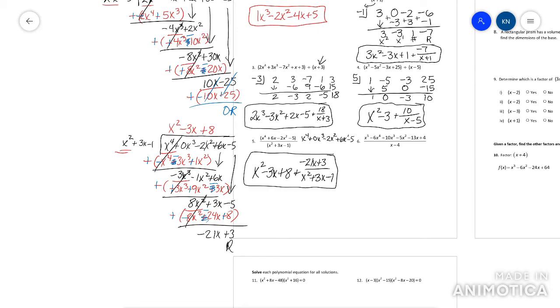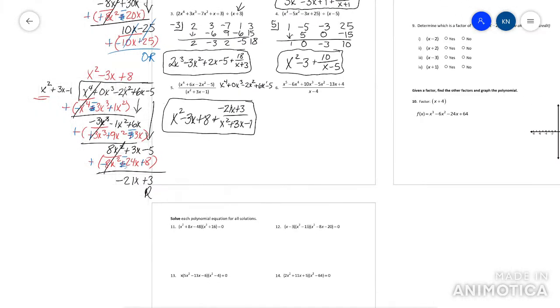That's okay. All right, and then this last one's another synthetic division because I'm dividing by x minus 4. That's super easy. So a 4 in this box. This is in order and there are no skips. So 1, negative 6, 10, negative 5, negative 13, and then 4. Drop your first term, multiply, combine, multiply, combine, and repeat this process.